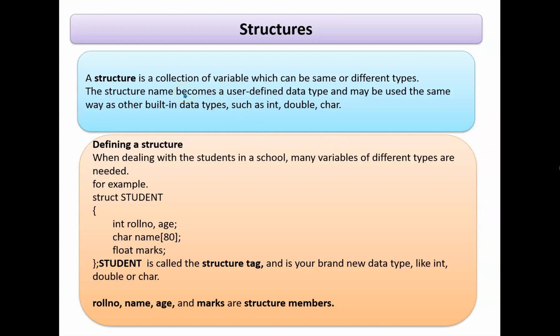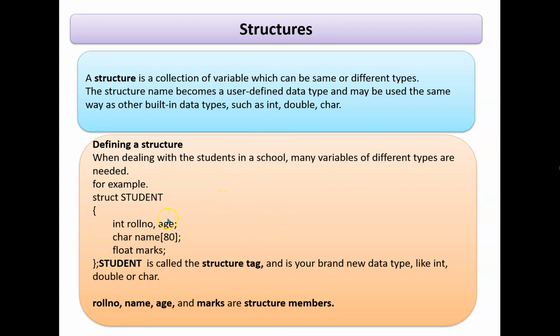A structure is a collection of variables which can be the same or different types. The structure name becomes a user-defined data type and may be used the same way as other built-in types. So we define a structure by using a keyword, for example, struct student. Don't always capitalize it though. It has a roll number as an integer, an age, an array of characters called a name, and a float called marks. Student is called the structure tag, and you can use it just to declare a new structure.